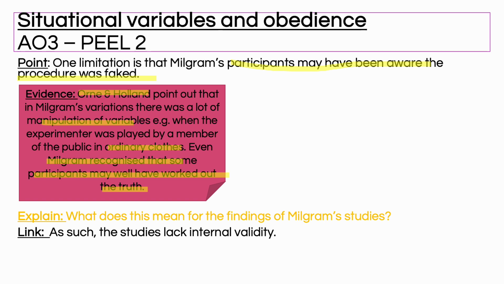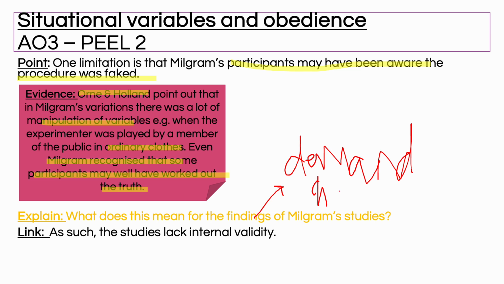So what does this mean for Milgram's findings? Well, it means that they're actually demand characteristics, and we don't know whether the behaviour is due to obedience or demand characteristics. We don't know whether these participants are actually obeying naturally from the manipulation, or whether they are just trying to help or hinder the experiment that they are part of.